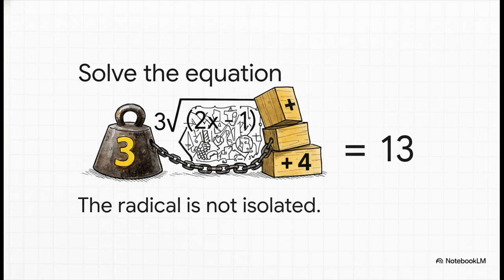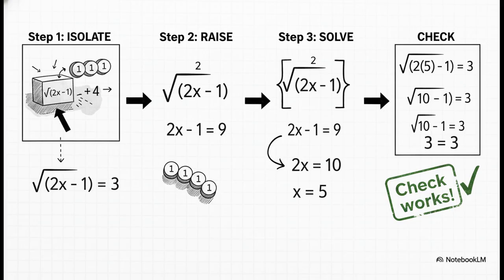Okay, let's level up a little bit. Here, the radical is not isolated. See, it's being multiplied by 3 and there's a 4 being added to it. So our first job is to clear all that other stuff away. So we start with step 1, isolate. First, let's subtract 4 from both sides. That leaves us with 9 on the right. Then, we divide everything by 3. Now look, we have a nice clean equation. The square root of 2x minus 1 equals 3. From here on out, it's the exact same process. Square both sides, solve for x, and you get your answer. X equals 5. A quick check proves it's the real deal.